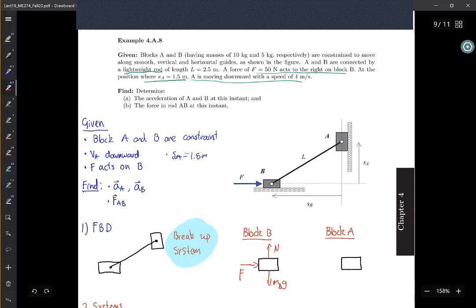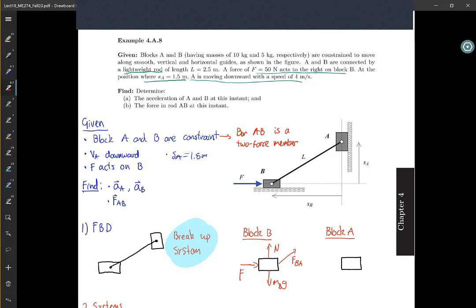Okay, so this guy is not a cable. It's a bar. But this bar is what you guys called in statics a two-force member, right? The force is transmitted along the direction of the bar.